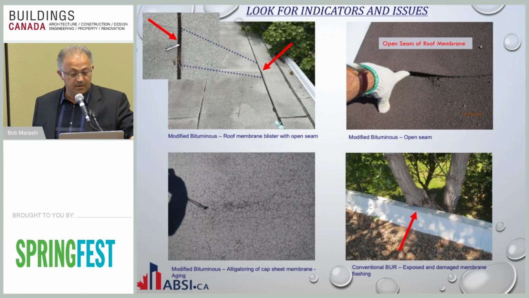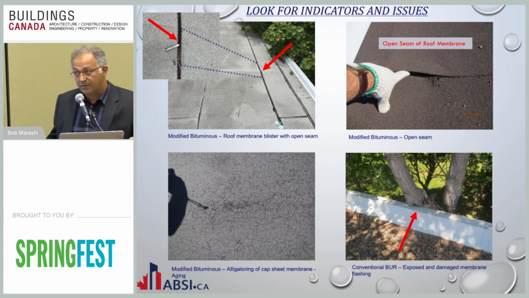Blisters are also formed on two-ply mod bit roofs to a point where it opens up and you get an open seam. This needs to be repaired. Obviously, there's a hole on the roof right now at the cap sheet level. Any open seams on the joints have to be fixed. If you see the surface of the modified bituminous roofing membrane alligatoring, it's an indication of drying of that membrane and deterioration. It's an aging indicator.